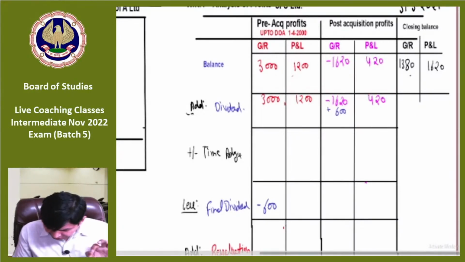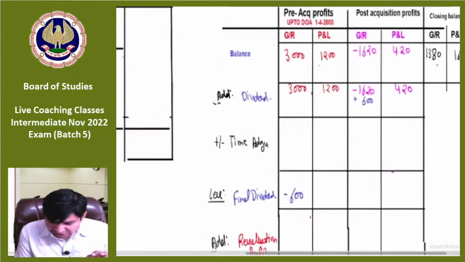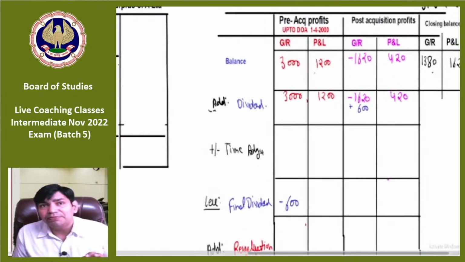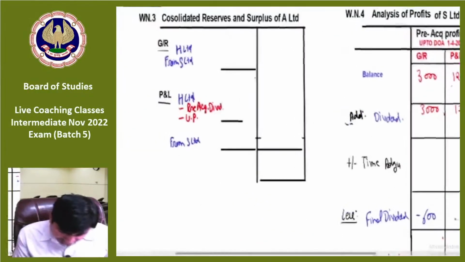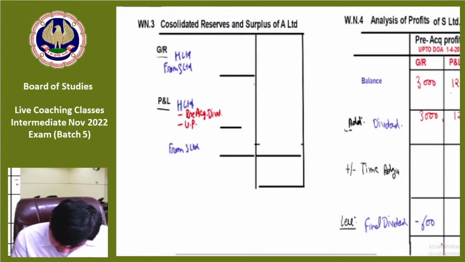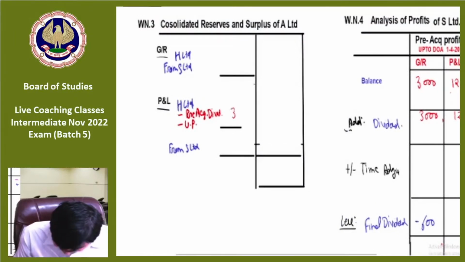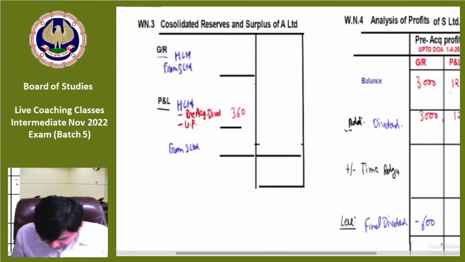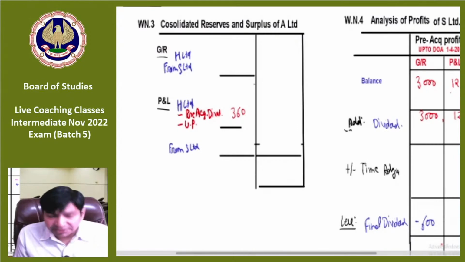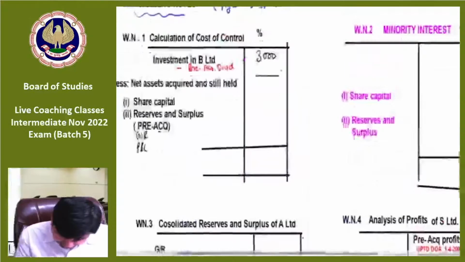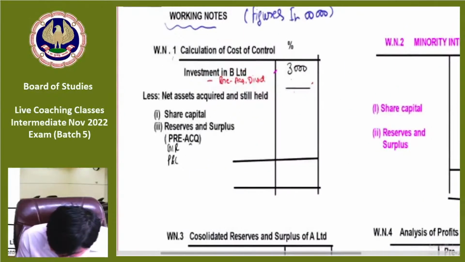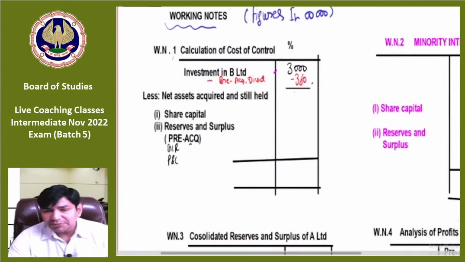This is a pre-acquisition dividend, since it is being paid from the pre-acquisition profit. So 360 will be the figure that will be reduced from the profit and loss of the holding company. Whatever the figure will be, we shall mention here. But first, we reduce the figure, 360 from here and also from investment.